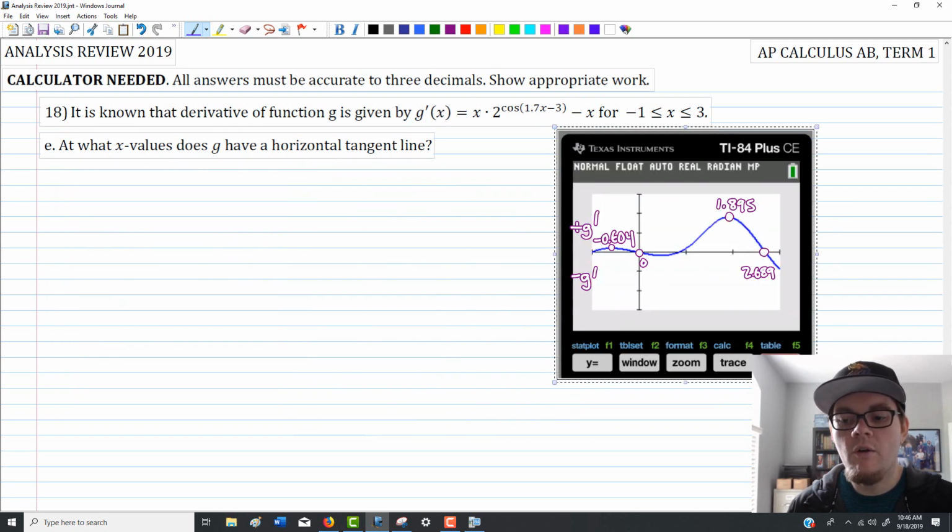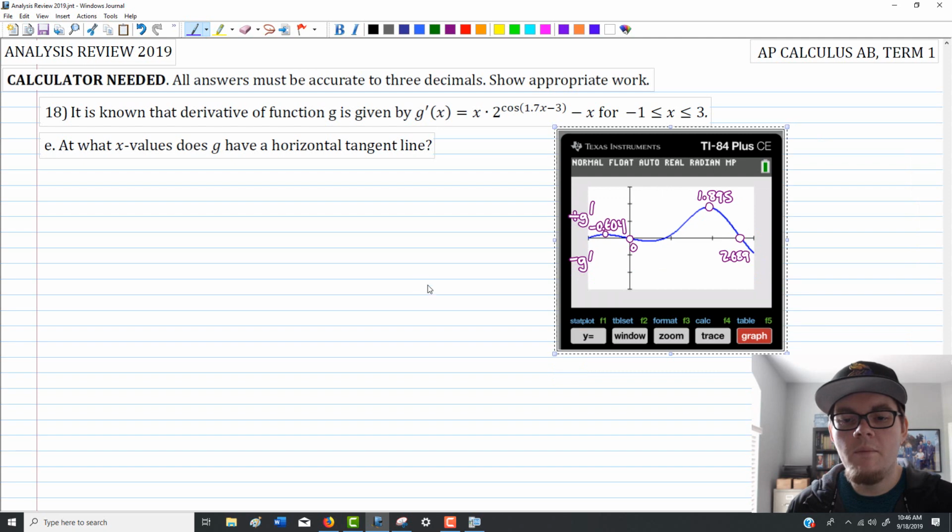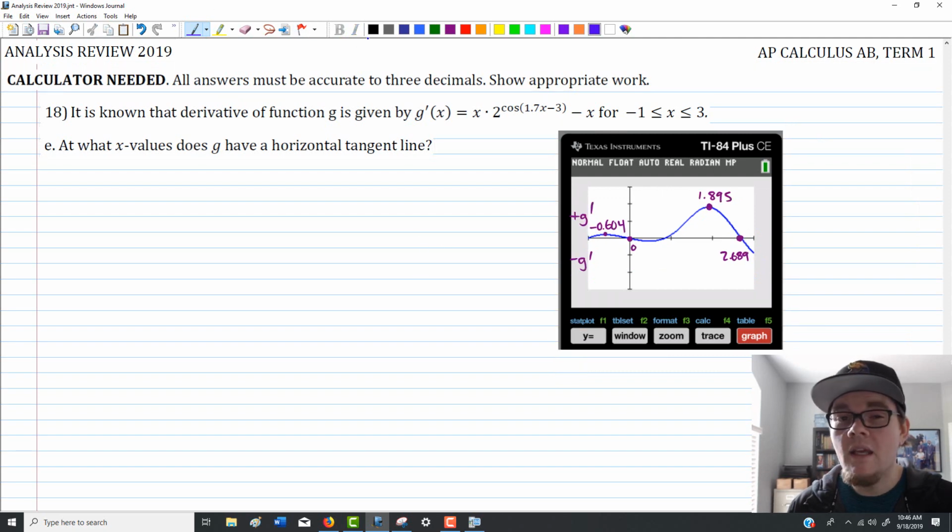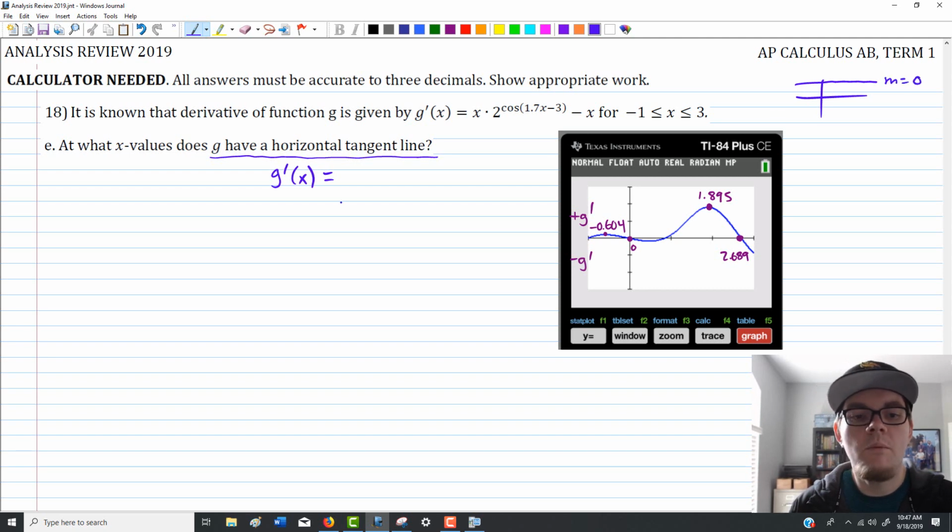So this is one of those kind of loaded questions where it seems like it's a little bit complicated, but then if you just think about meaning, it can actually go really, really fast. So we want G to have a horizontal tangent line. That means we want a particular slope for G. What is the slope of a horizontal line? 0. Yeah, I think it's 0 as well. So the slope we're looking for is 0. So we're looking for anywhere where G prime of X is equal to 0.